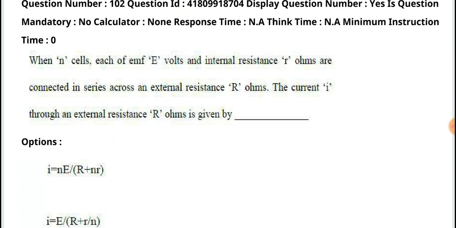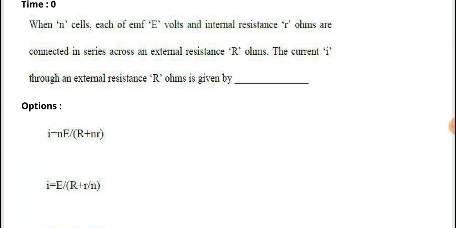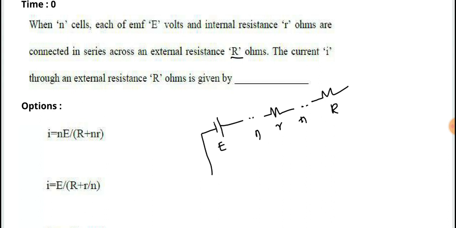Next one: when N cells each of EMF E and internal resistance r are connected in series across an external resistance R, the current I through the external resistance R is given by... So here we have N number of cells. Let me take one cell here, a battery having EMF E. Likewise we have N of them, each having internal resistance r, and then we have an external resistance capital R here. So this is the circuit, and in this circuit we need to find the value of current.